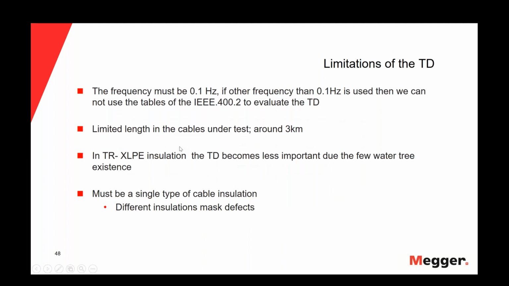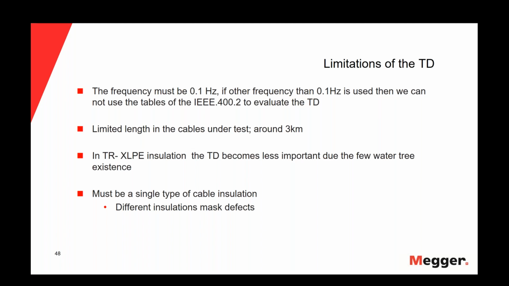Well, the frequency must be 0.1 hertz. If a frequency other than 0.1 hertz is used, then we cannot use the tables of the IEEE 400.2 to evaluate the Tan Delta, because they are linked to the frequency of 0.1 hertz. We have limited length in the cables. They're just around 3 kilometers.